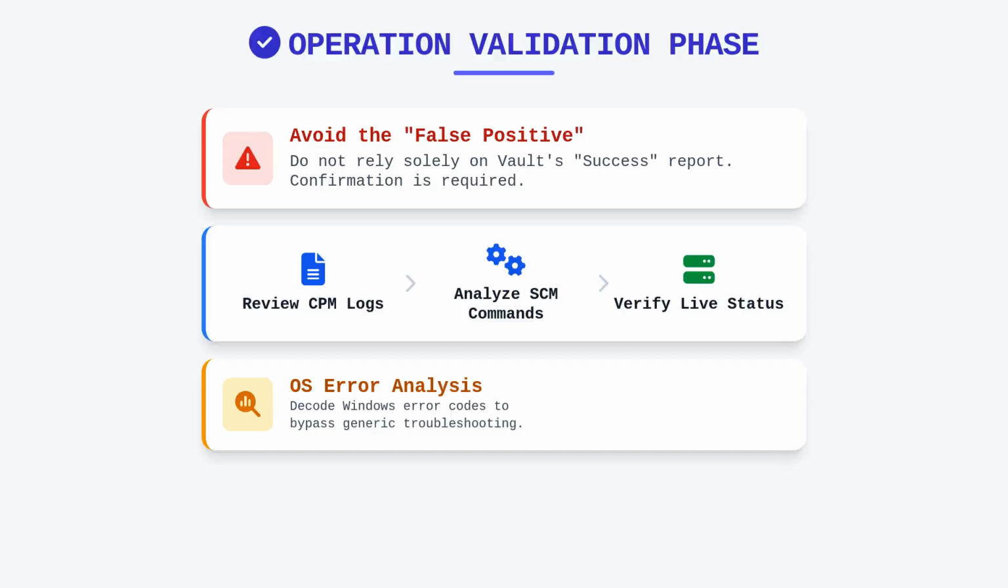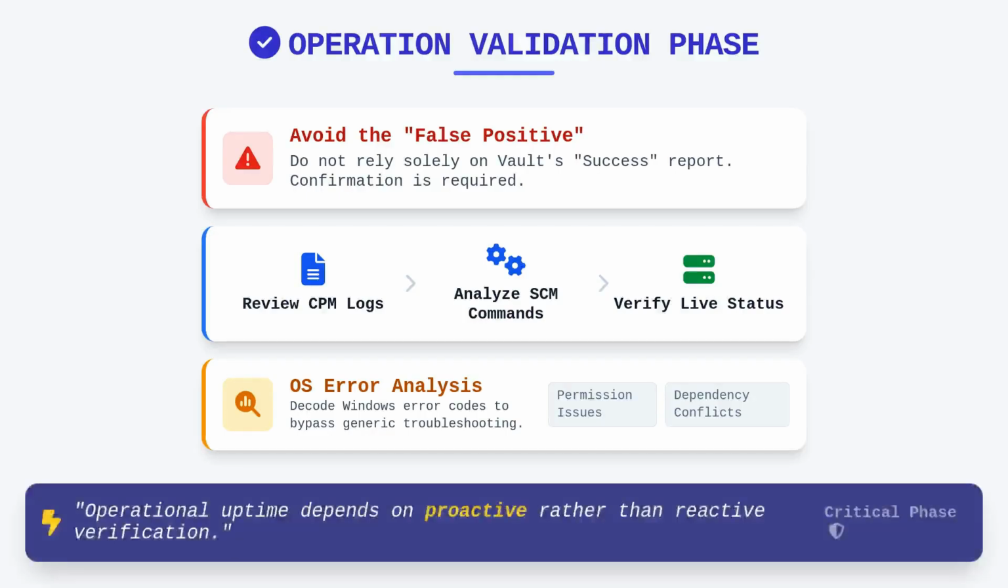Analyzing these error codes allows you to move beyond generic troubleshooting and address the root cause, which is often a permission issue or a dependency conflict that was not accounted for during the initial onboarding. Maintaining operational uptime depends on this verification logic being proactive rather than reactive.